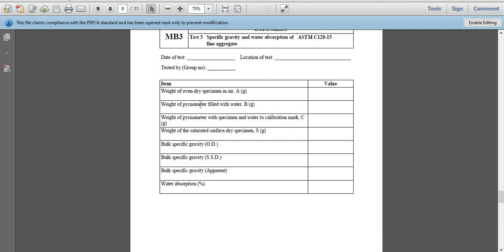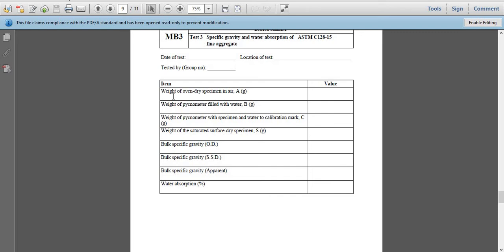Okay, the weight of pycnometer filled with water. Okay, you have this value. And then the weight of pycnometer with specimen. Okay, you have this value as well. The weight of saturated, you have this value as well. So the only value you're going to get from your classmates will be this one, because without this you can't get the bulk specific gravity for the oven dry specimen. You can get the apparent specific gravity as well, and also water absorption. So to get all these values you need this. So only for this I allow you to get the value from your friends.